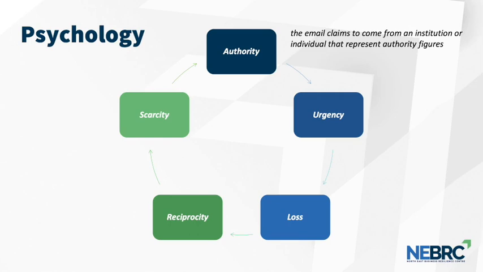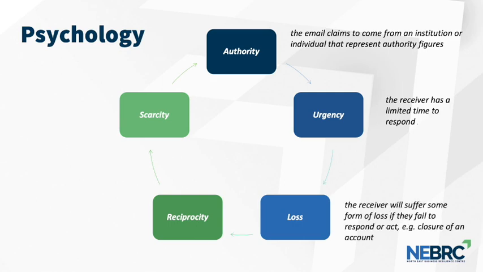Authority. Basically, I'm going to make the email look like it's come from a trusted authority. Police, government, NHS. Why? Because we're more likely to do what the police, government, NHS, etc. ask us to do. Urgency. I'm going to craft an email that says you've got to respond to this by a certain time, ramping up the pressure upon you.